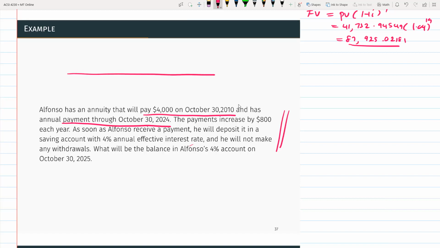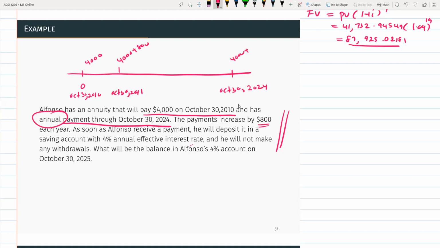Let me draw the timeline just to give you some idea. So here you are at time 0. We'll pay 4,000 on October 30, 2010. Then there are annual payments. So this is October 30, 2010. Then the next one, October 30, 2011, is an annual payment increased by 800. And the last one would be October 30, 2024.